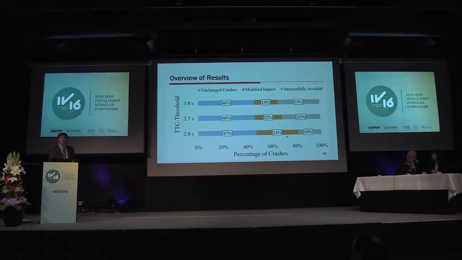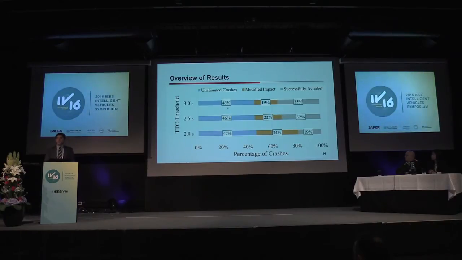For crashes that couldn't have been avoided, but the driver still was able to respond earlier, you'd have modified impact conditions, which are the middle bars. And we found that 19 to 34% of these drivers would have had modified impact conditions. And what this implies is that the vehicles would have different impact speeds, different impact configuration, and when that happens, you'd expect different injury consequences. So there's the potential for injury mitigation benefits. That wasn't considered in the study, just was interesting to note.